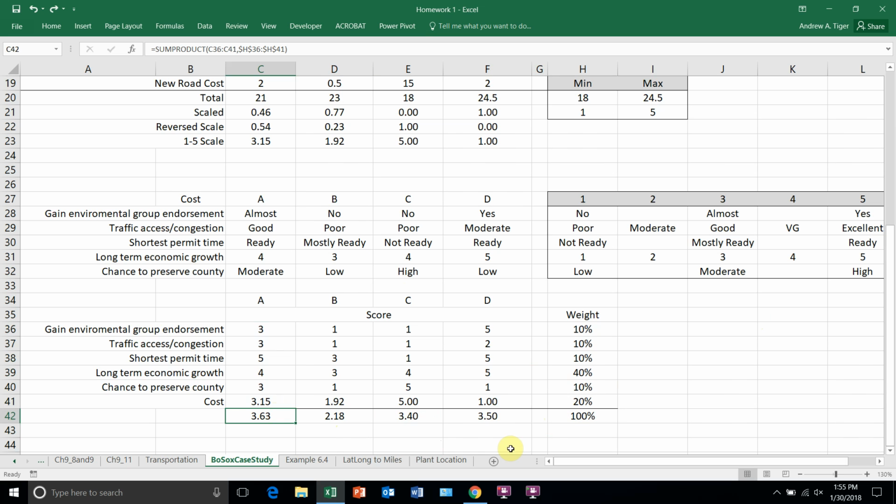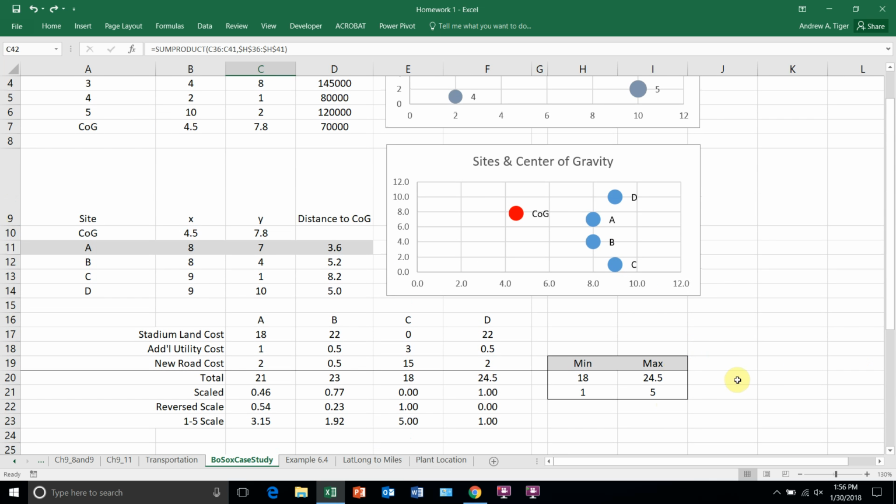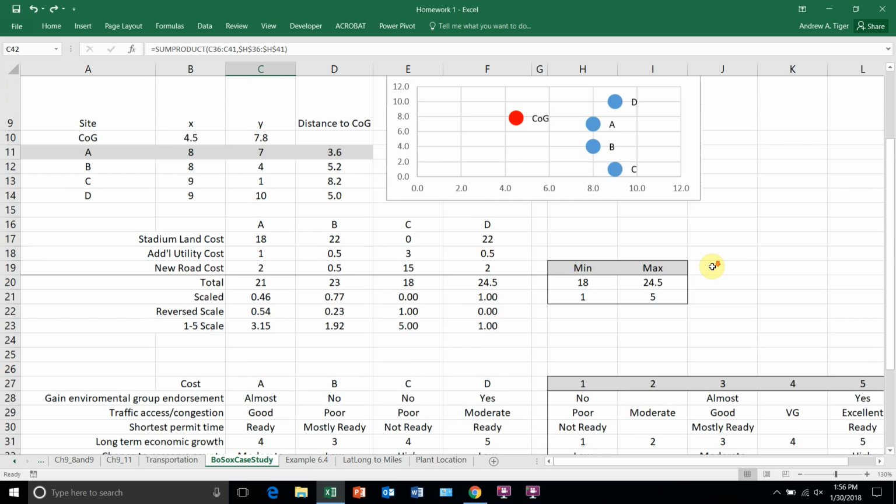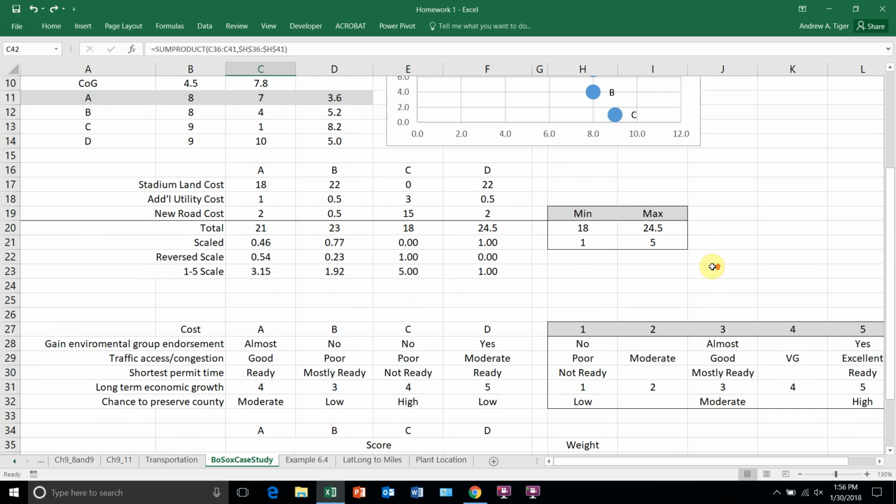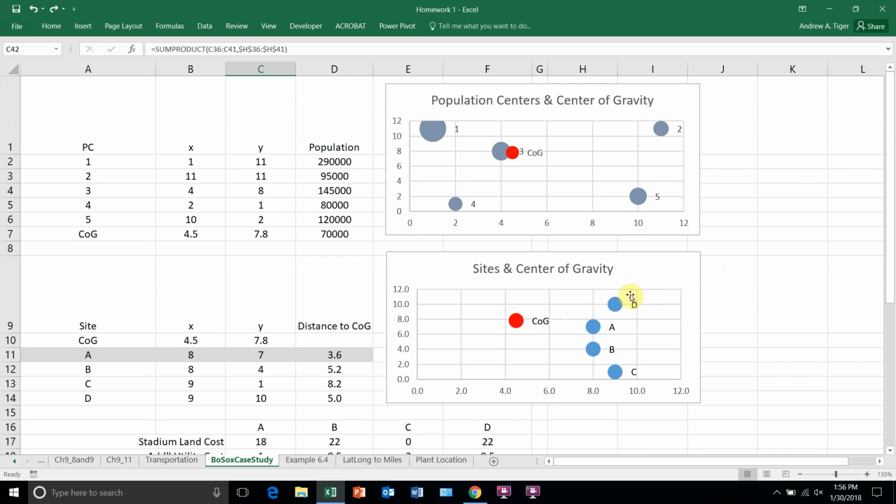This is my preferred location, location A, where location D is second, C is third, and then B is a distant fourth. So using this multi-criteria that combines cost, it looks like A, D, C. Up in my center of gravity, the preferred one was A, B, or D, C. So it looks like if it was up to me, I would probably choose A based on this value and this, and maybe D. D would be my second choice. So these would be my top two choices right there.